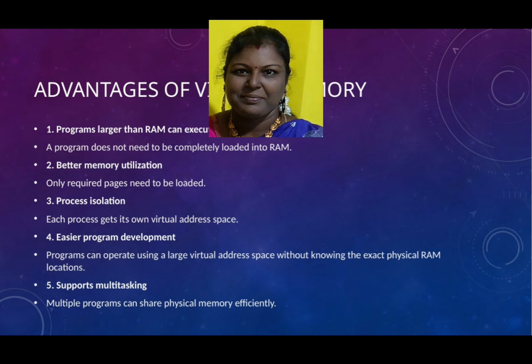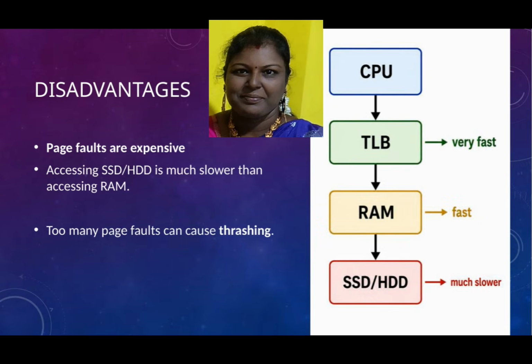Page faults come with a real cost. When our system has to reach out to the SSD or hard drive, it's much slower than grabbing data straight from RAM. If page faults happen too often, the system can get stuck in a loop called thrashing, constantly swapping data in and out, and slowing everything down. This is a major disadvantage we need to watch out for when managing memory effectively.